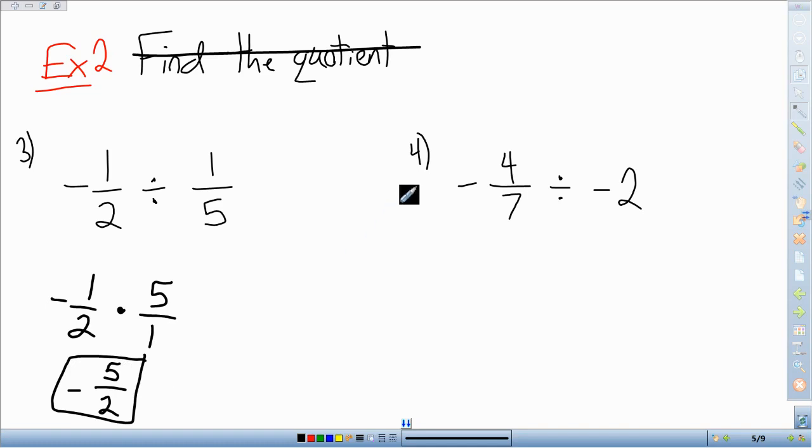All right, number 4, same idea. Even though the fraction is on the left now, we are still going to do freeze, change, flip. Freeze the first number, keep it a negative 4 over 7, change the symbol, and flip this negative 2. Here's a question. If I flip, or if I find the reciprocal of a negative 2, what does it turn into? Okay, what do you think?